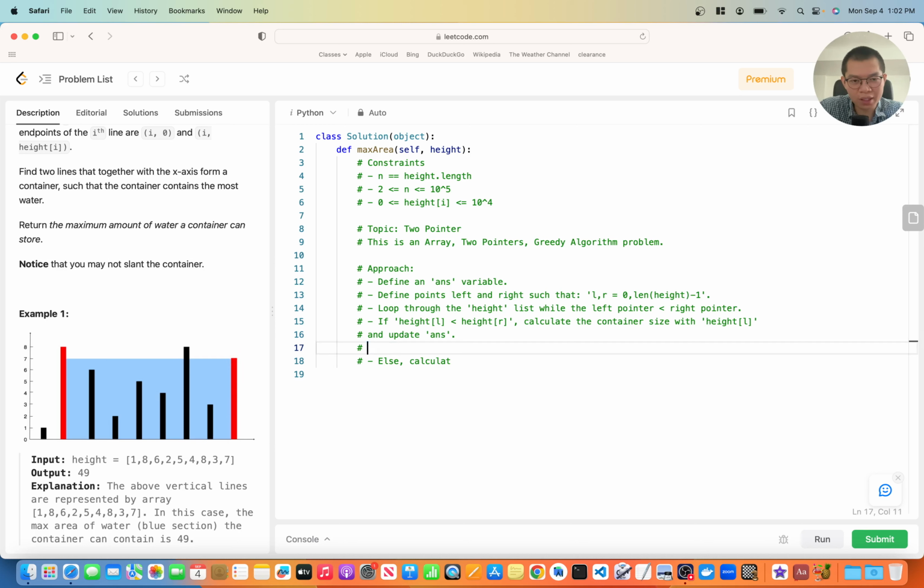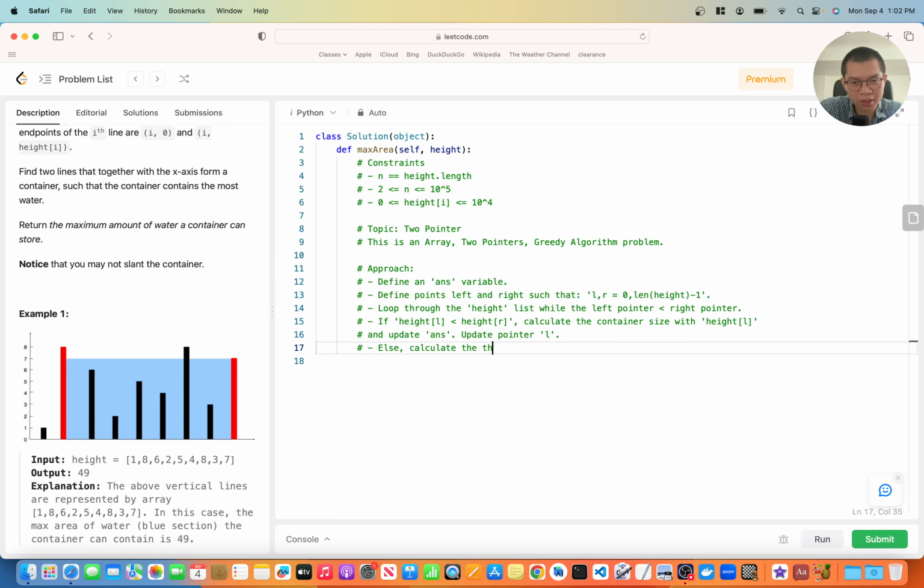Well, in the other case, you also have to, I forgot the last thing, update pointer L. You have to update the pointer after you calculate the container size.